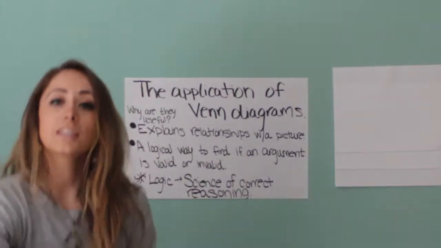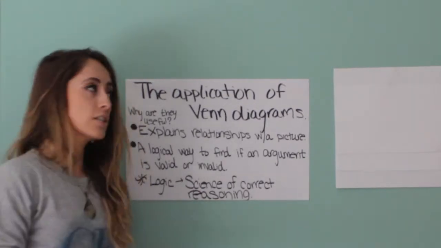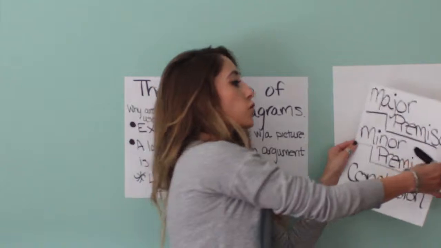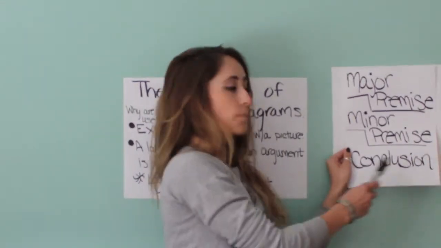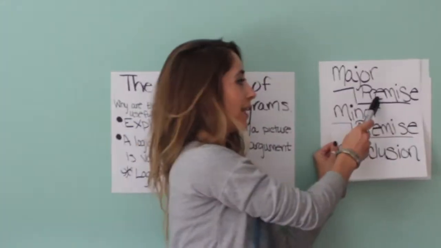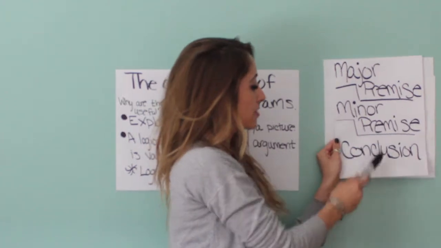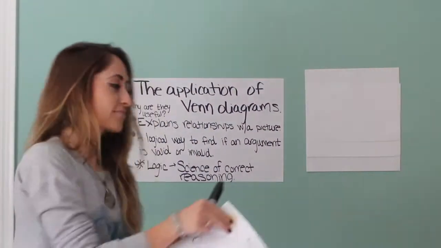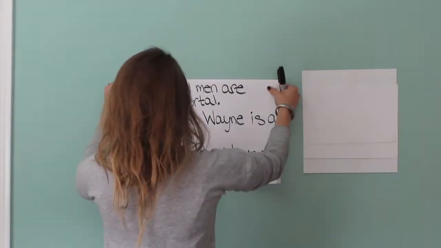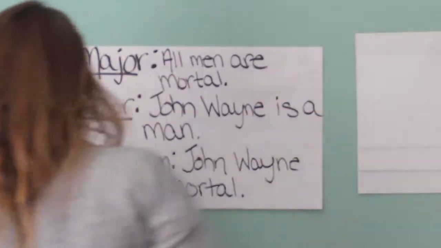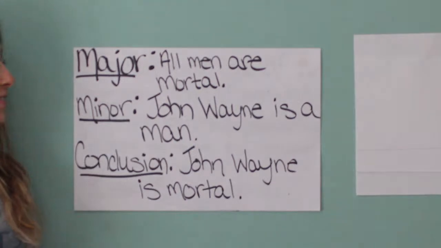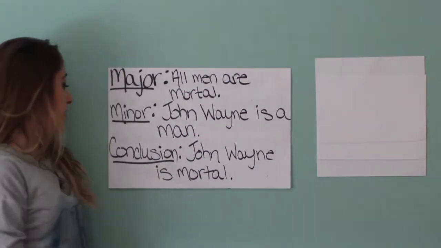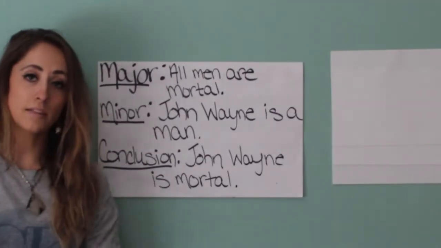So first, before we can do an example, we need to know that when doing a Venn diagram, we need to have 3 statements. That's a major premise, a minor premise, and a conclusion. So let's take a look at one. The major premise: all men are mortal. The minor: John Wayne is a man. The conclusion: John Wayne is immortal.